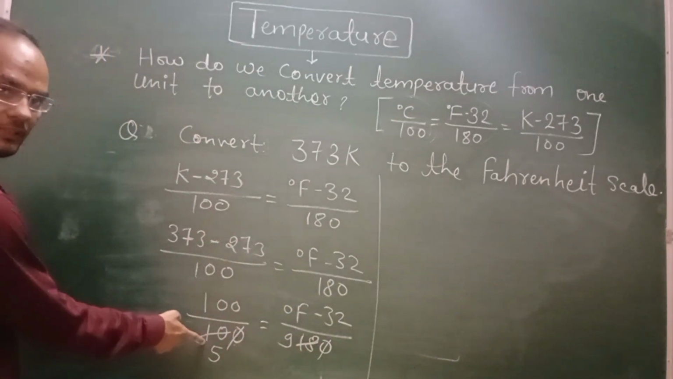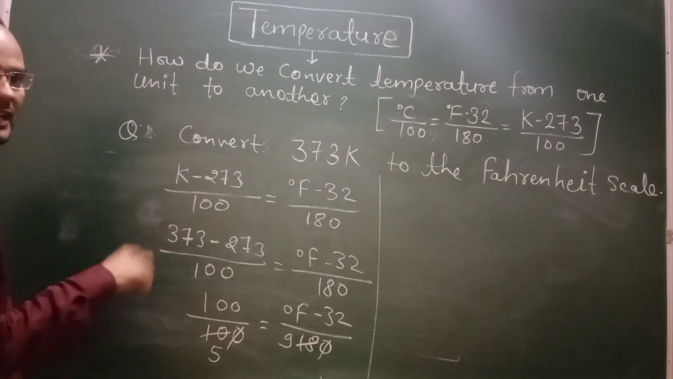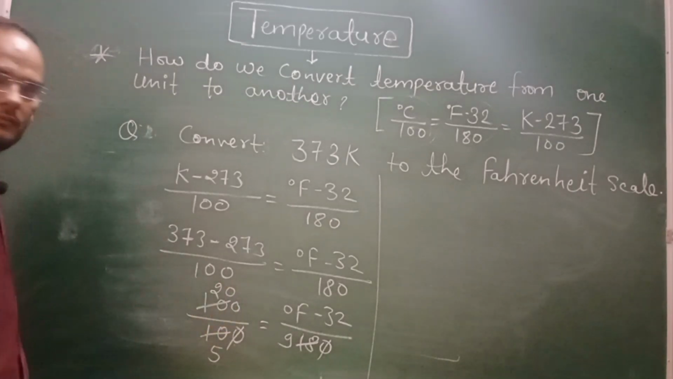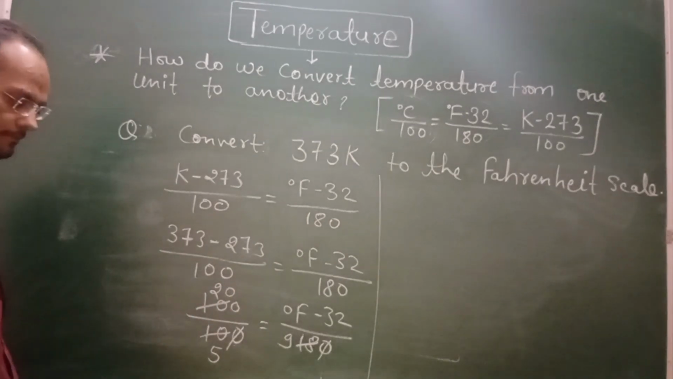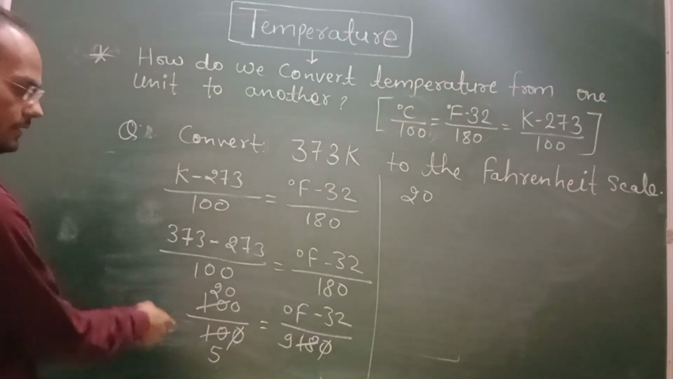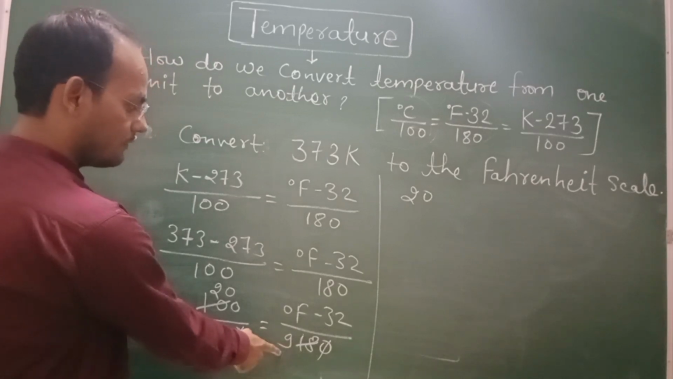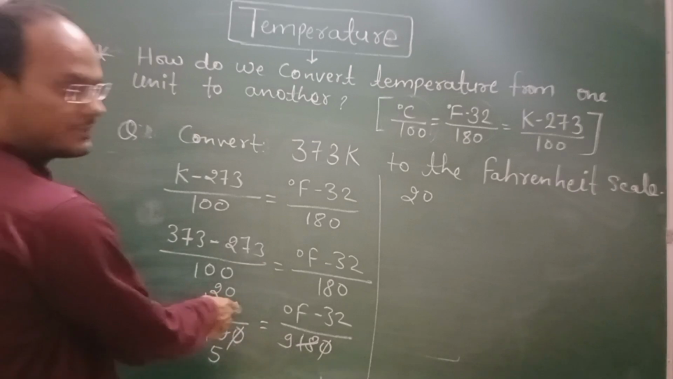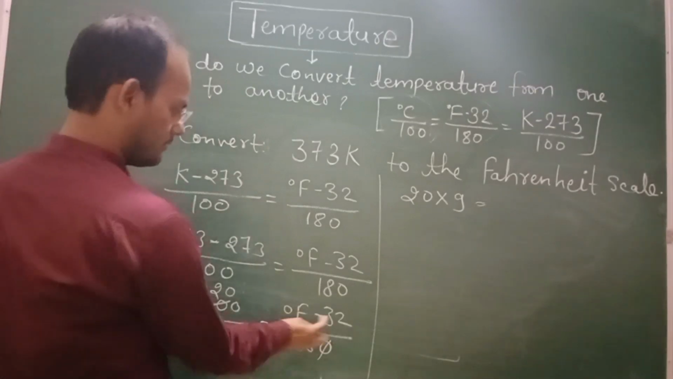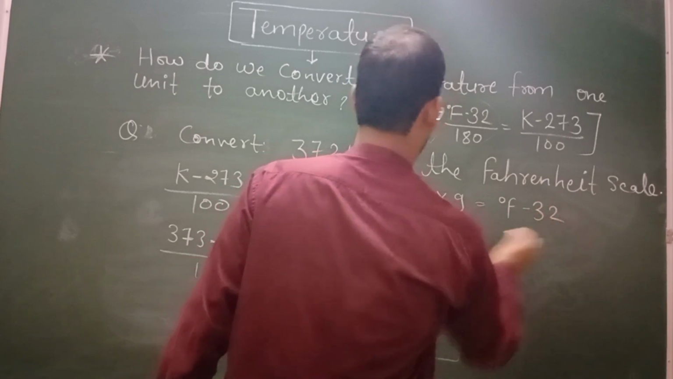Okay, now this one: 5 divided by 100. What will be the calculation? What will be the answer? 5 2s are 10 and the 0 stays as it is, so 20 will come. So when we calculate this, 20 comes, and the 9 remains 9. This 9 value we bring to the other side, and it is multiplied by the 20, and we keep the other side as it is: degree Fahrenheit minus 32.